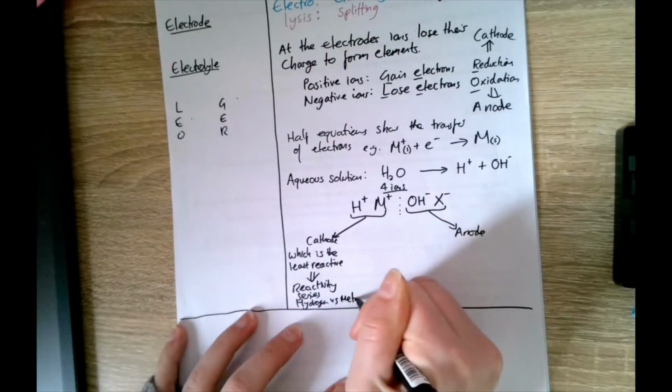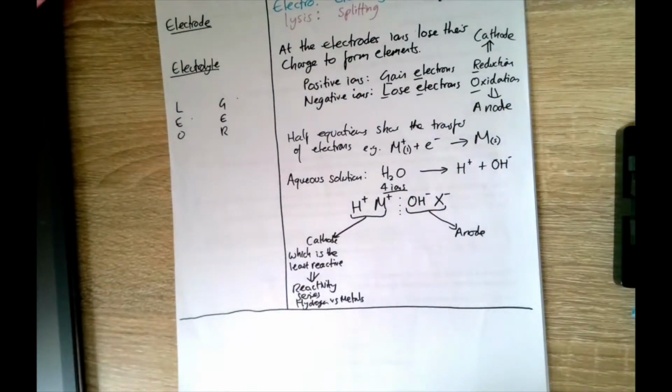And the only metals which are lower in the reactivity series than hydrogen are our copper, our silver, our gold and our platinum.